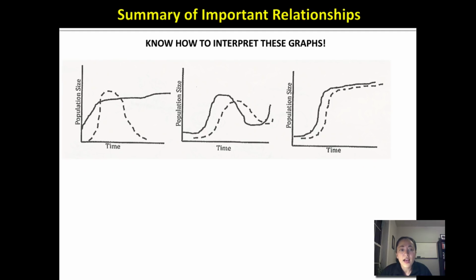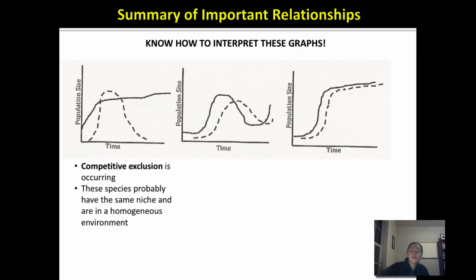So looking at what we've talked about so far, there's three main relationships that you should be able to understand and be able to interpret the graphs of these relationships. So let's look at this first figure here. What is going on here between these two species? Well, notice one species is reaching a carrying capacity, but if you look at the other species, it's increasing and then the population is decreasing. So what we can see here is that this is showing the competitive exclusion principle. So competitive exclusion is happening here.